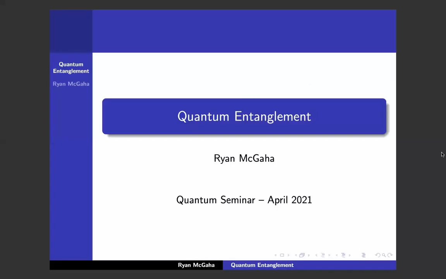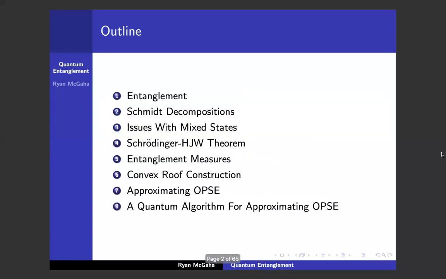So today I'm going to be talking about quantum entanglement. Specifically, I'll talk about the following. Just the basic definition of entanglement. We're going to talk about Schmidt decompositions and how they can be used to measure entanglement for pure states. We're going to talk about what happens when we try to do the same thing with mixed states. Turns out you can't measure entanglement easily with mixed states.